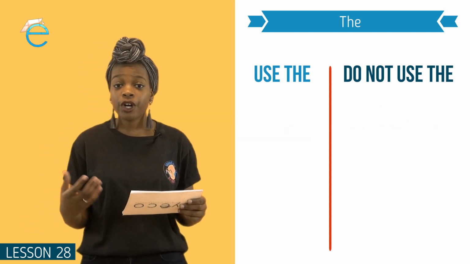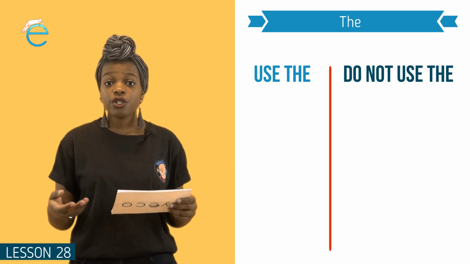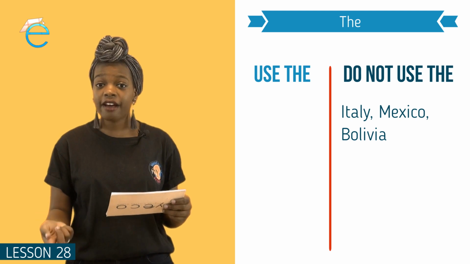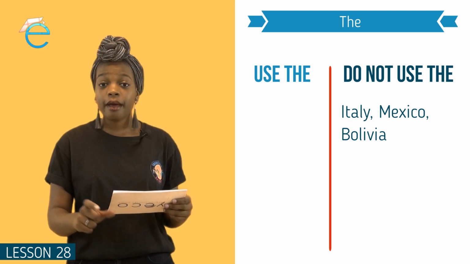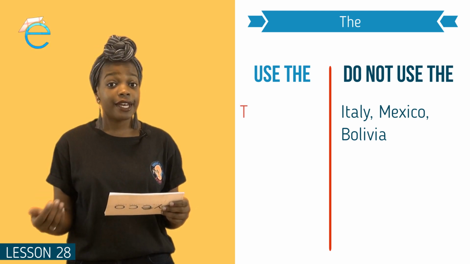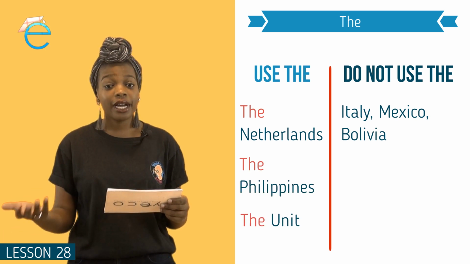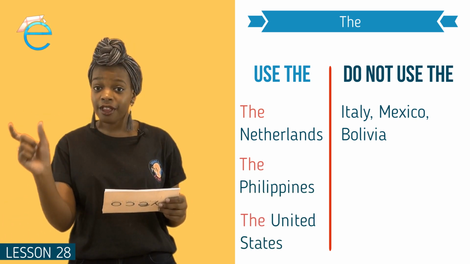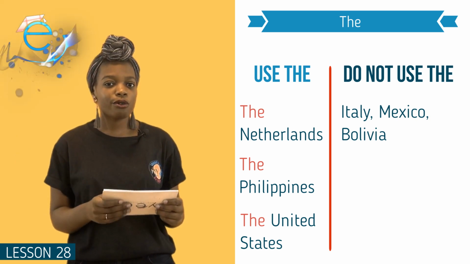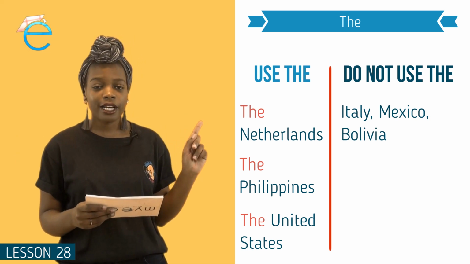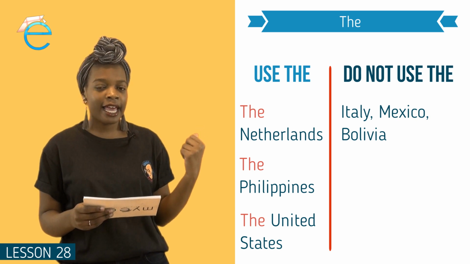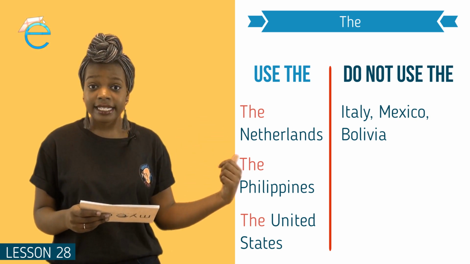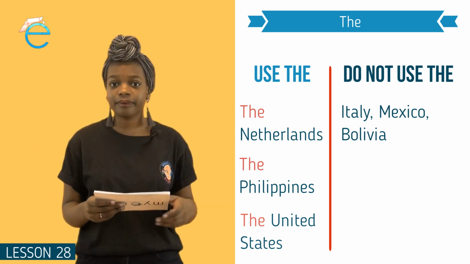Normally, we don't put articles before countries. So countries like Italy, Bolivia, or Croatia do not have the article before them. But with the exception of the Netherlands, the Philippines, and the United States, those countries actually have the article the before them. If you notice, all three of those exception countries also have S's at the end of their names. So the Philippines, the United States, and the Netherlands.